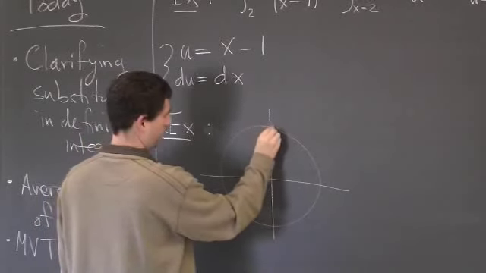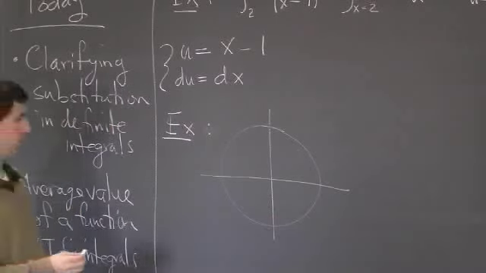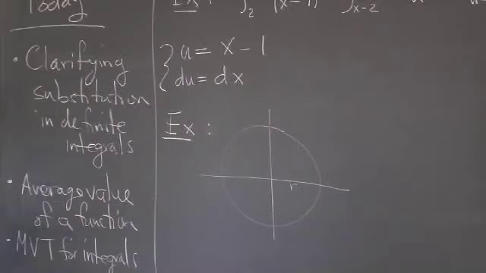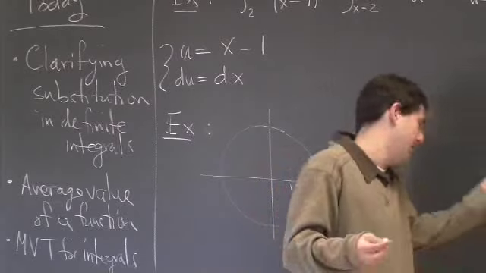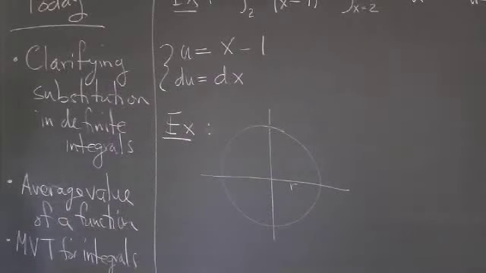So this is supposed to be a circle with radius r. And I want to know what's the area of this circle. Of course, what's the answer? Pi r squared, right? We know that. Okay, why? Why is it pi r squared?